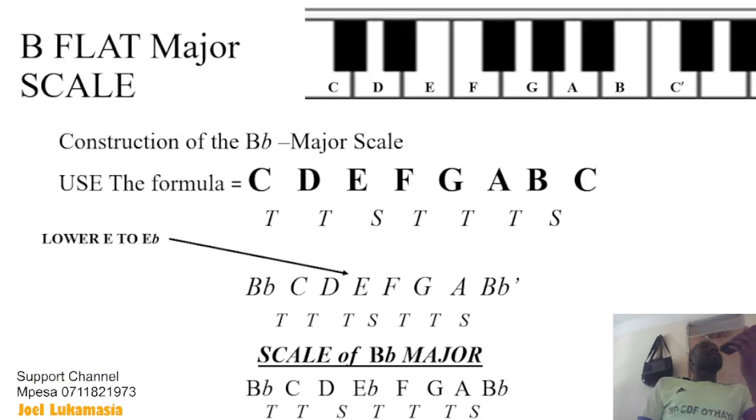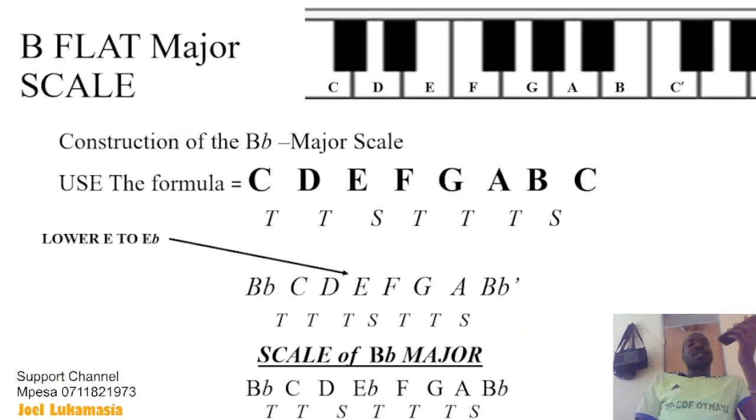Now the next scale of flat that we'll talk about is the B flat major. We're going to use the same formula we used on F major to construct the scale. So you're going to use the scale of C major, the mode of C. That's the pattern of tone, tone, semitone, tone, tone, tone, semitone.